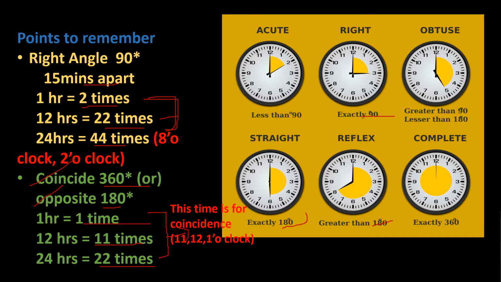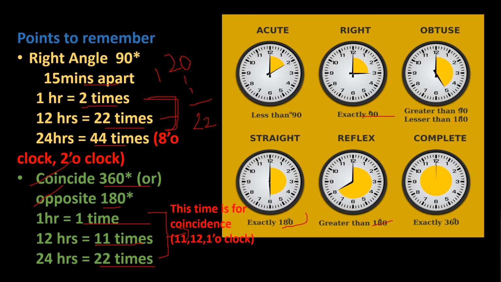Why? Because at 8 o'clock and 2 o'clock, both the hands are at a right angle only once. So for 10 hours, there will be 10 into 2, 20 times, and for the remaining 2 hours, a right angle is formed one time each. So 20 and 2, there will be 22 times. If you have a doubt, try it with a timepiece and you will understand it clearly.